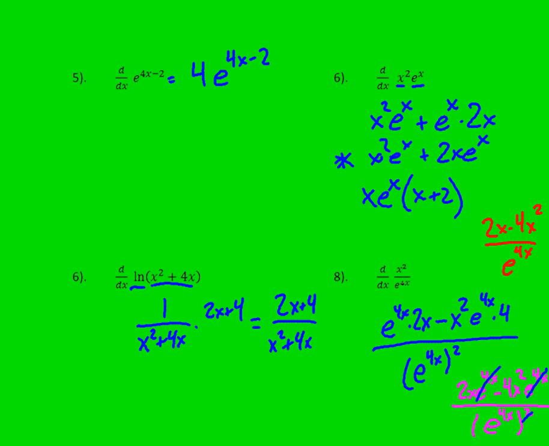So there's your derivatives, and again, remember, e to the x is itself. The natural log of x goes to 1 over x. Put what's on the inside on the bottom.